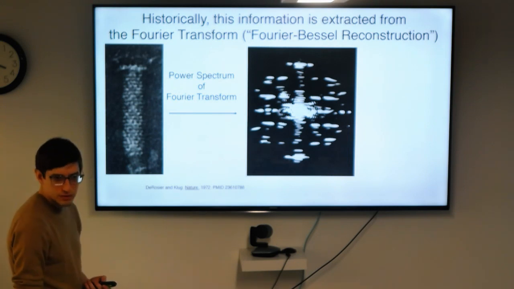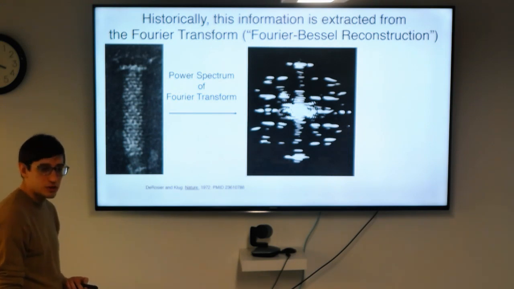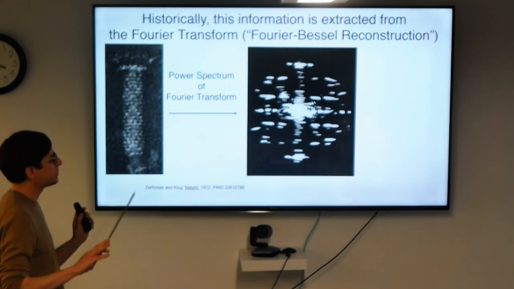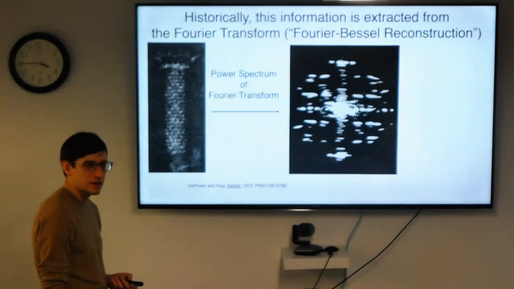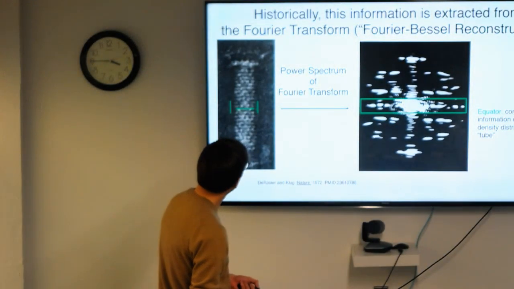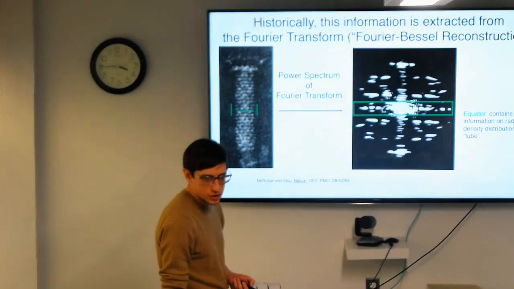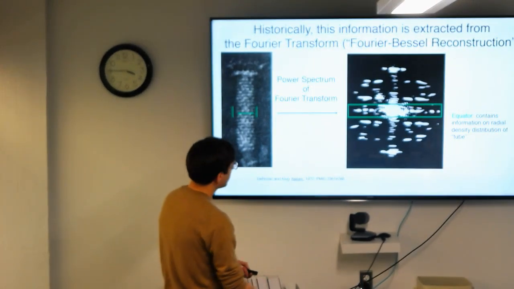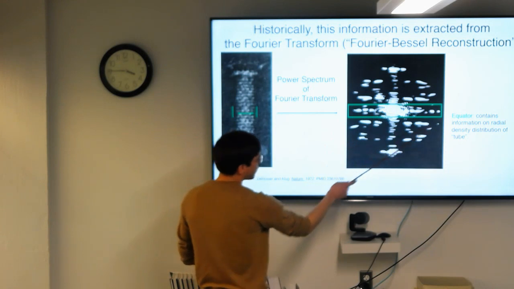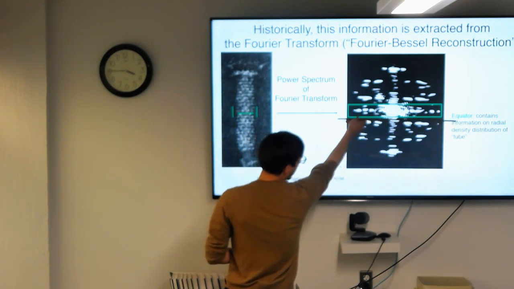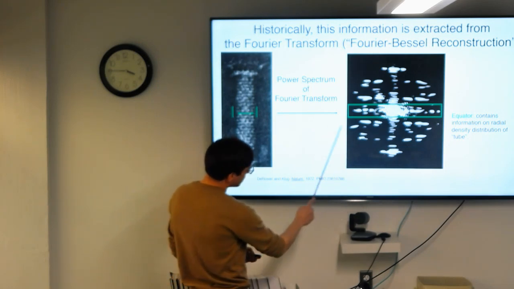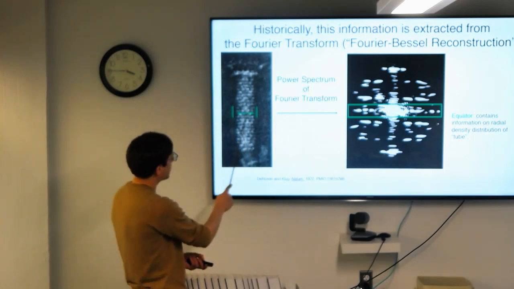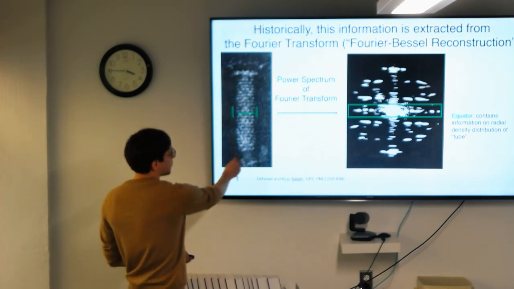So Hernando's going to go into this in much more detail during his lecture, so I just wanted to give a sort of conceptual overview of where the information comes from in this diffraction pattern. The first thing is just some terminology. This part of the diffraction pattern, the part that's arranged along this axis here, is called the equator. And that actually gives you information about the overall shape of this tube or the density distribution along its width, like this.